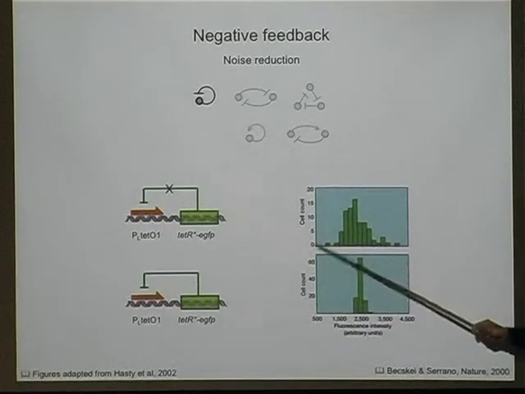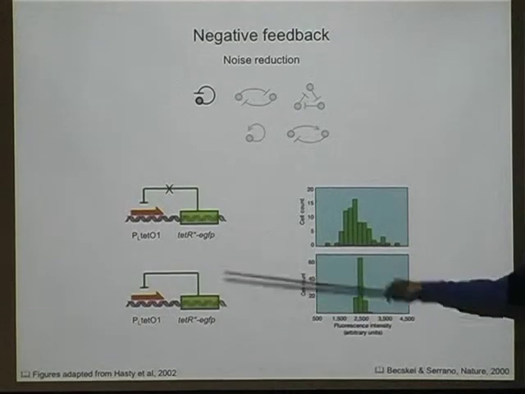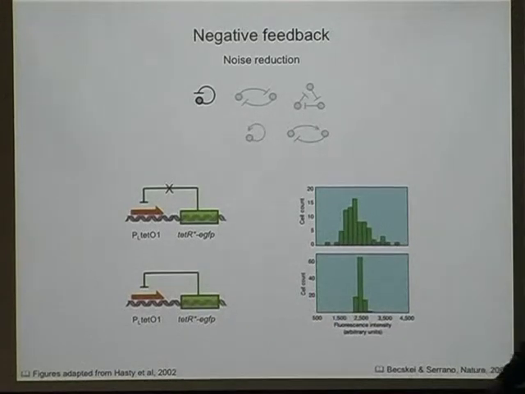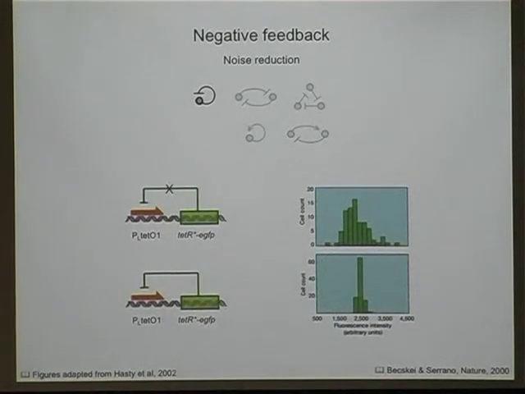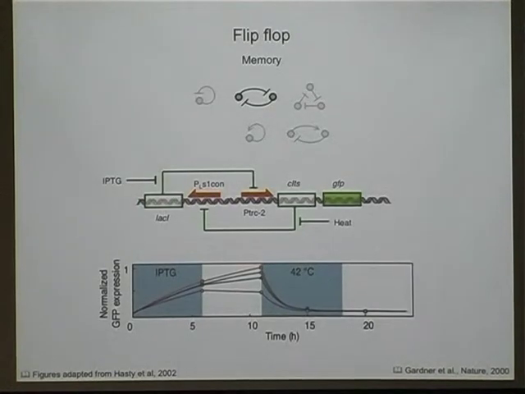If you kill the negative feedback, this becomes very broad. So this is a well-known motif from engineering. Negative feedback reduces noise. Because if a protein expression level goes above its set point, its synthesis level drops. And you come back to the set point. So this is an example of a success story. Single negative feedback. Here's an example of another success story.